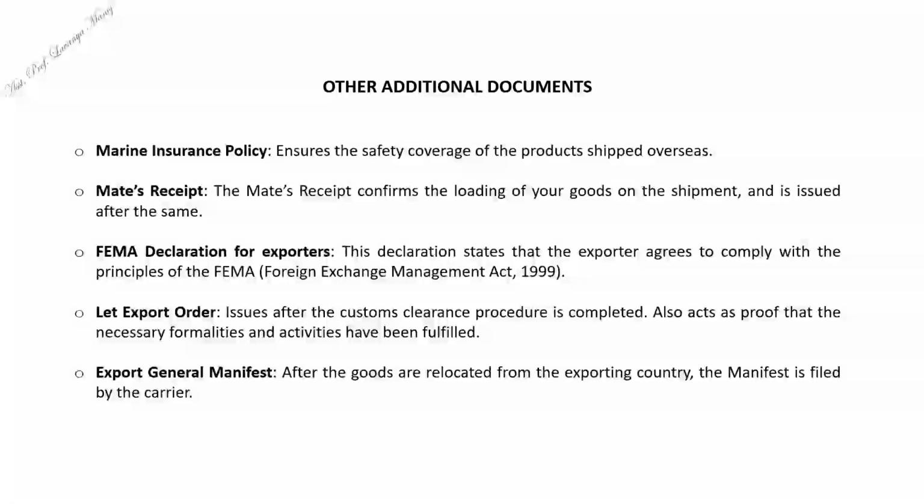After the goods are relocated from the exporting country, the manifest is filed by the carrier. Now, who is the carrier here? Either the cargo ship owners. We have MSC, MAS. So these are the carriers, right? This is if it is marine transportation, or if the product goes through airways, like any air cargo. The airway bill will be issued by the airport customs department, and this export general manifest will also be issued.